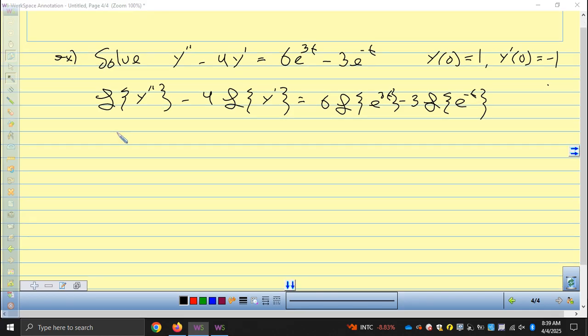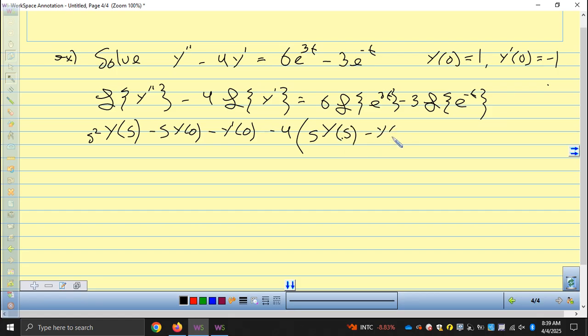The Laplace transform of y double prime is s squared Y of s, where capital Y is the Laplace transform of y, minus s y of 0 minus y prime of 0, minus 4 times the Laplace transform of y prime, which is s Y of s minus y of 0, and that's going to equal 6 times the Laplace transform of e to the 3t, 1 over s minus 3, minus 3 times the Laplace transform of e to the minus t, which is 1 over s plus 1.